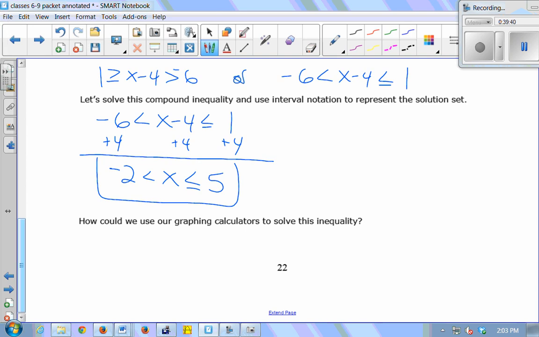Perfect. All the numbers between negative 2 and 5, not including the negative 2 because it's not or equal to, but including the 5 because of the or equal to sign. How will we use our graphing calculators to solve that inequality? Any ideas?